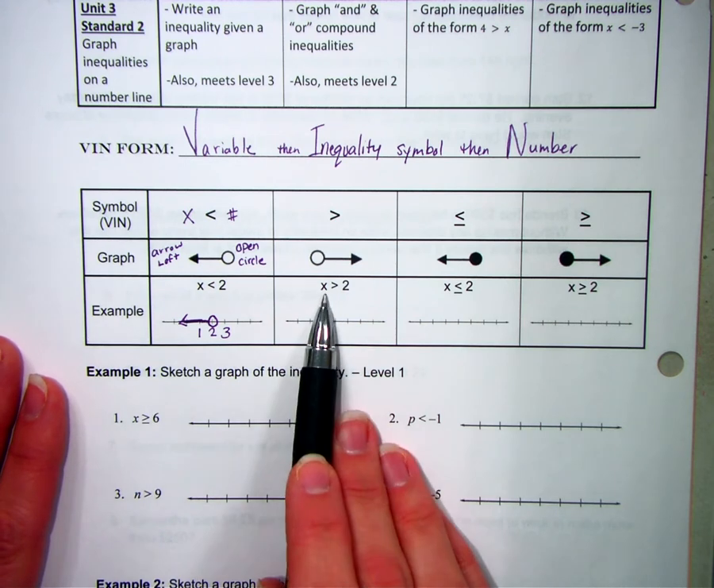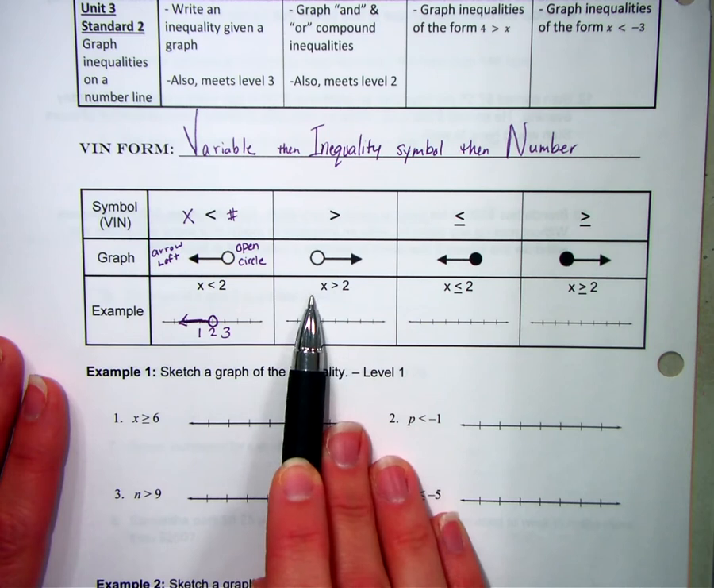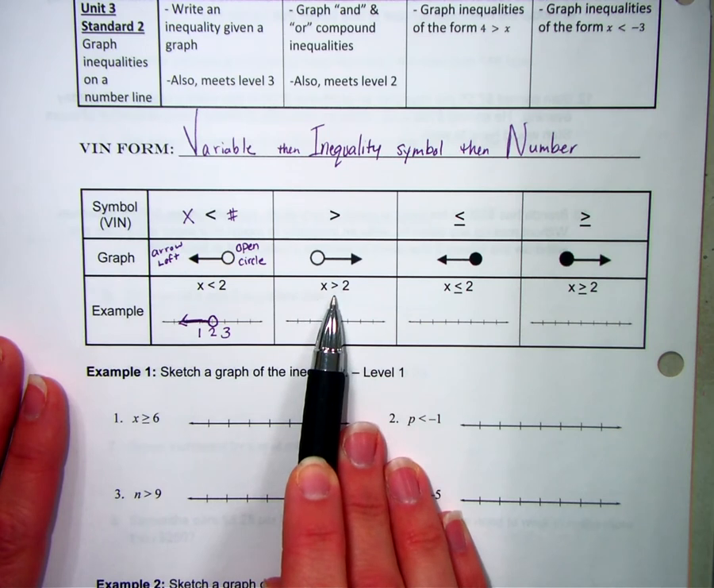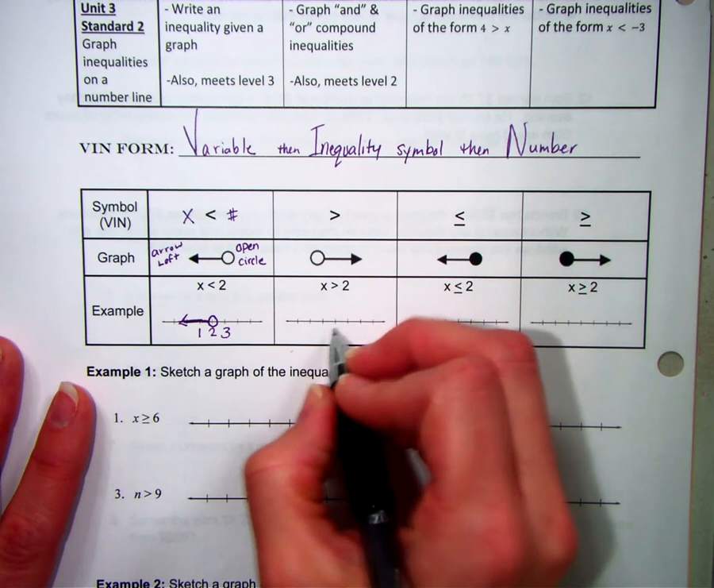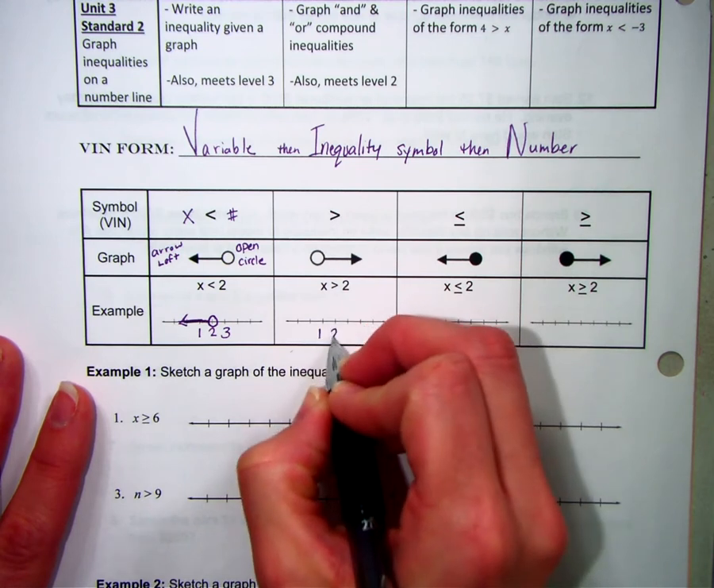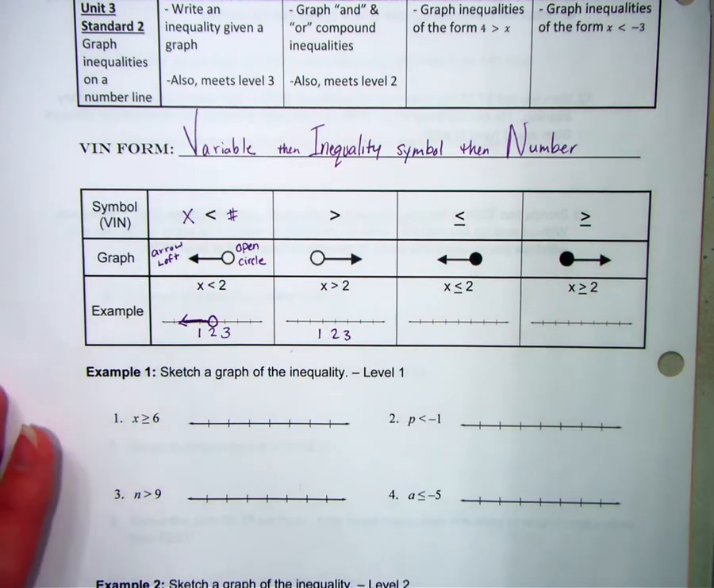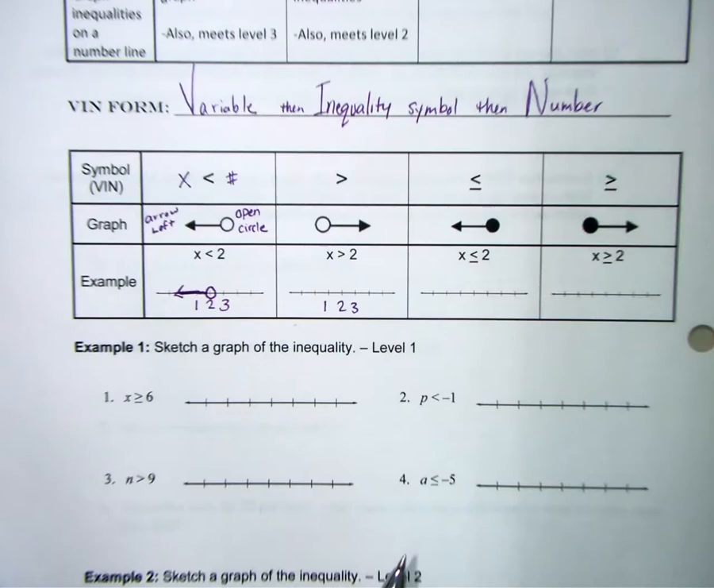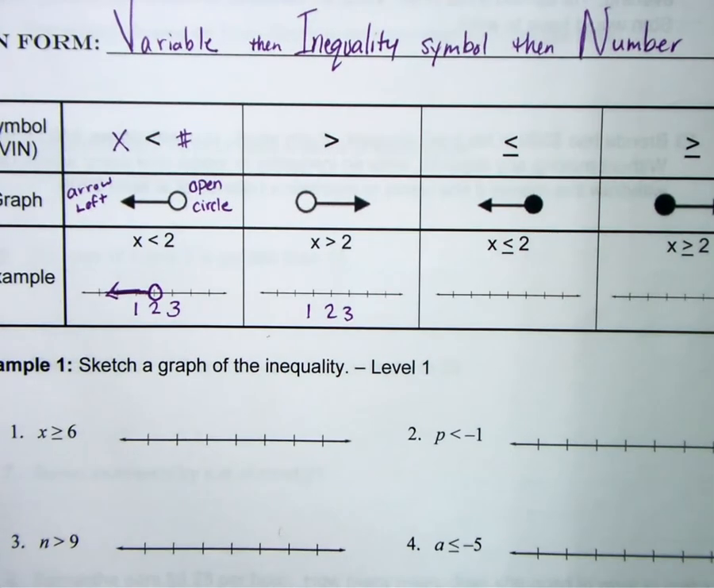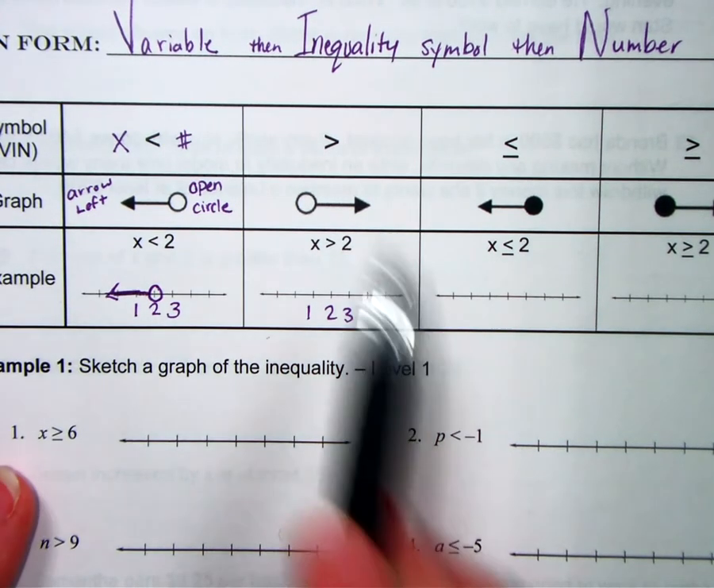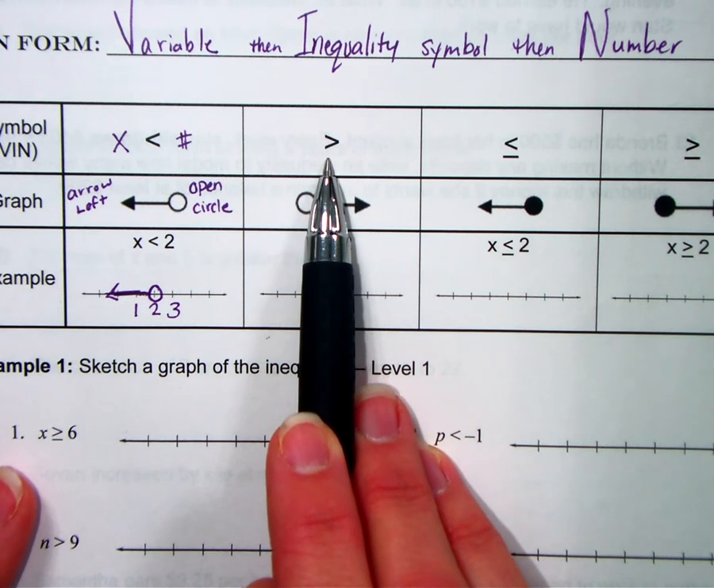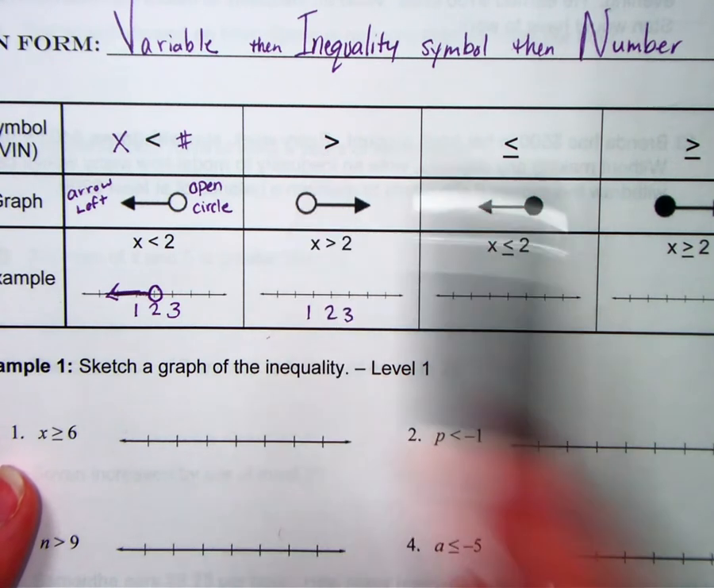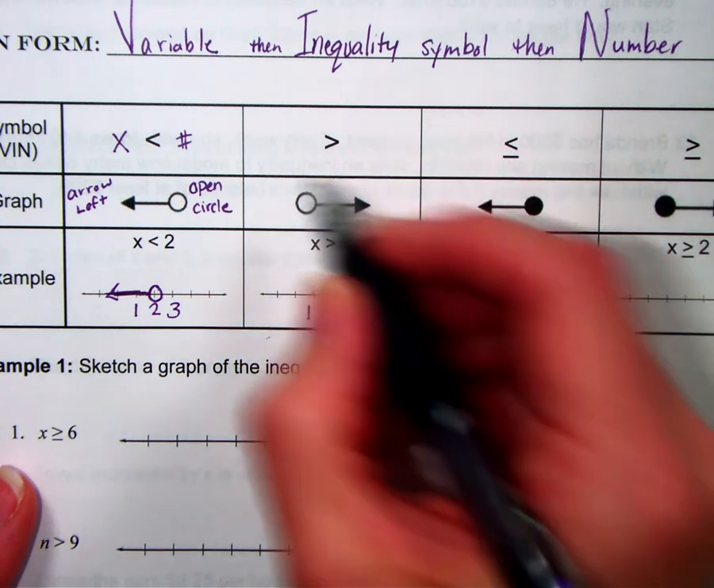So if we were graphing, let's say this one here, X is greater than 2. Again, we've got to put some numbers on this number line. I'm just going to go 1, 2, 3, because I just need the number 2. Again, there's no equal to on the bottom. Because there's no equal to underneath this symbol right here, I am not going to fill in this dot. We still have an open circle.